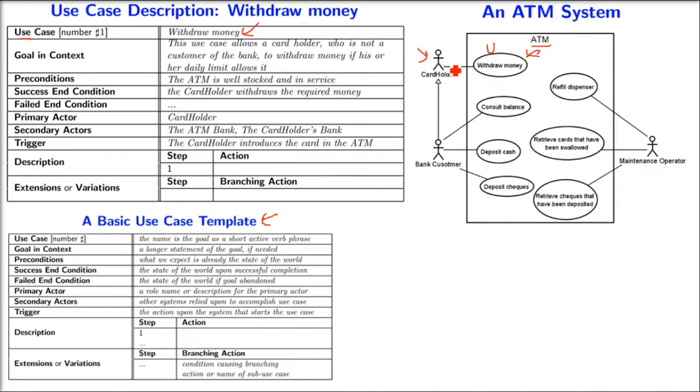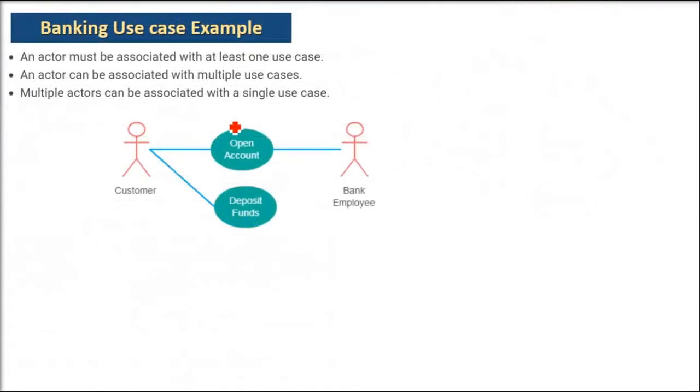Who is the primary actor? You, as a card holder, are the primary actor. Who are the secondary actors? All those doing the background activities, like the ATM bank, like the other card holder's bank, they are secondary actors. What are the triggers? Whenever you put the card inside the machine, you need to get money. So the card holder introduces the card in the ATM. That's the trigger. This is a banking example. We'll make a use case.